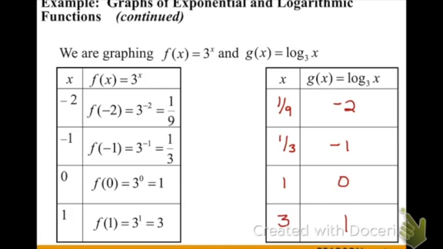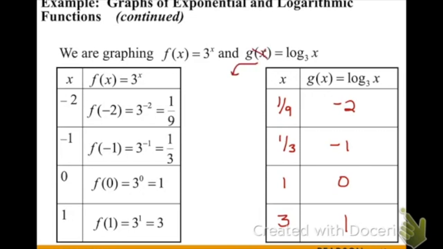Same thing, 1/3, -1. And then the more important one, remember, the exponential function always had a y-intercept at 1. Well, if we swap those, then the point now becomes 1, 0, which would be an x-intercept. So a log graph will always have the x-intercept of 1, 0.